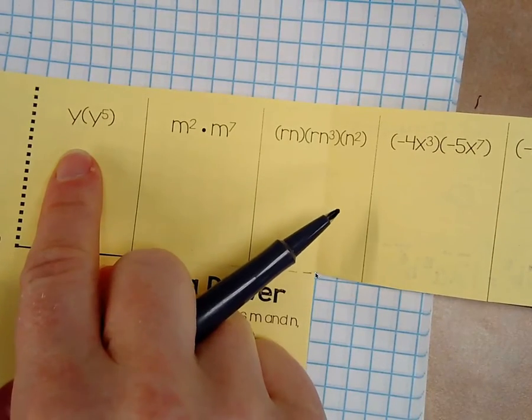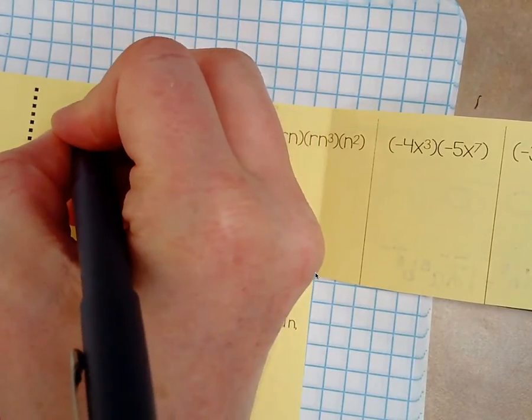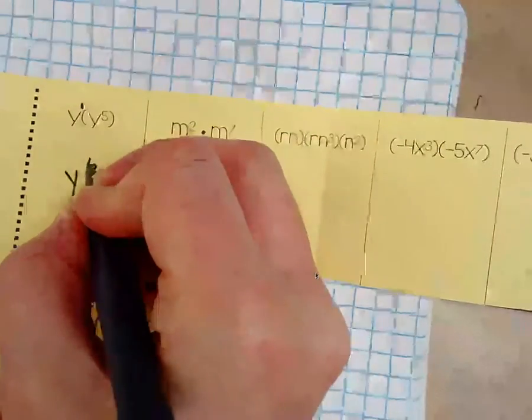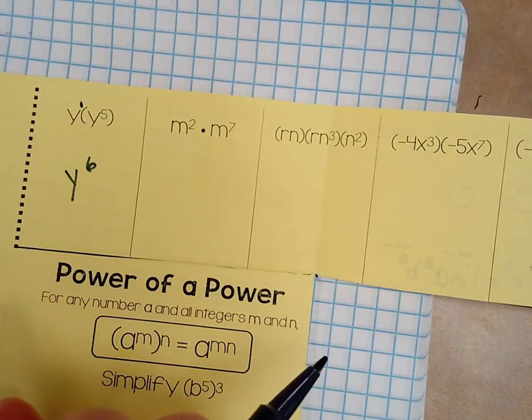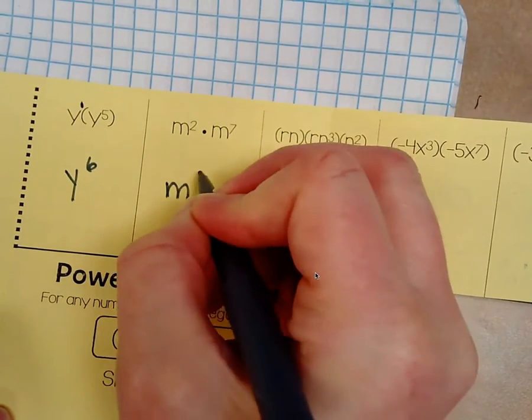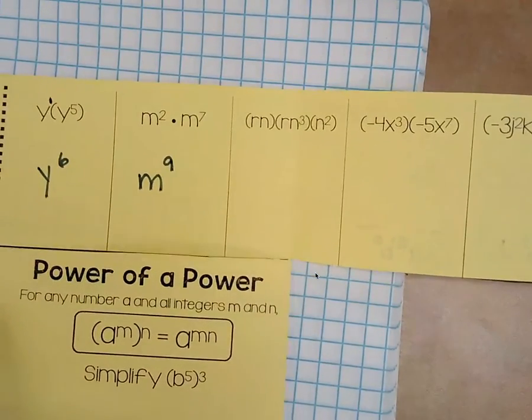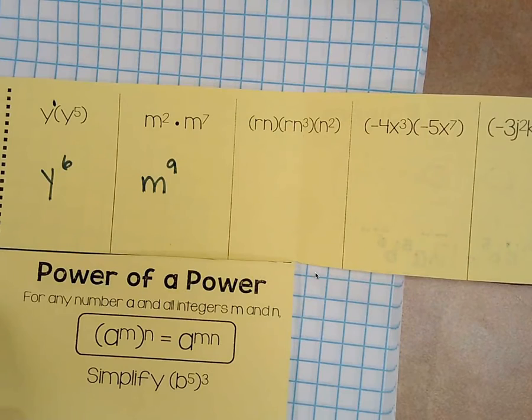All right, let's go ahead and do the first one. y times y to the 5th. y to the 6th, because there's nothing there. We have to put a 1, so y to the 6th. m squared times m to the 7th. m to the 9th. All right, the next one, we have a mix of 2 different variables. So we're going to have to put our like terms beside each other.